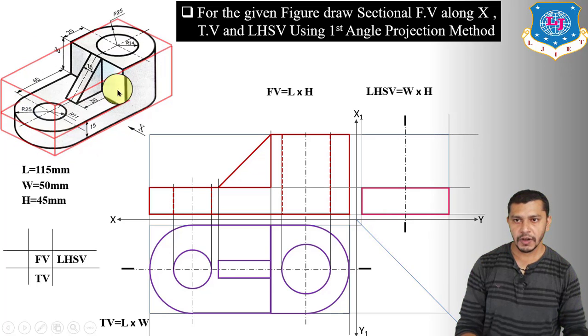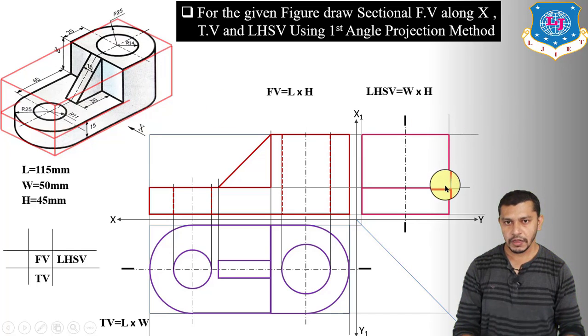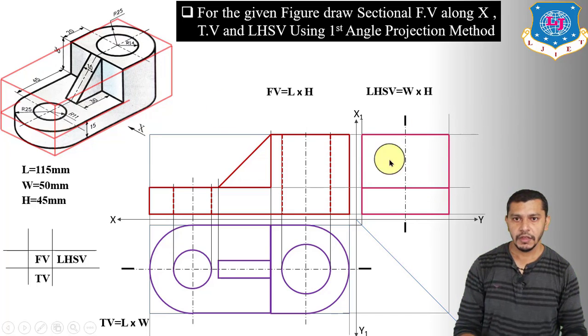Now after showing this part of the circle, we have to show this edge in the front view. So from this corner point, draw a vertical line showing this edge. Now draw a horizontal line showing this edge, and now again draw the vertical line showing this edge over here exactly. Now we have to show the rib in the left hand side view.